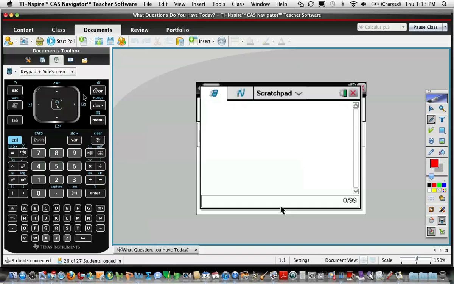Let's graph on your calculator y equals x squared. Just go in your scratch pad part of your calculator here.